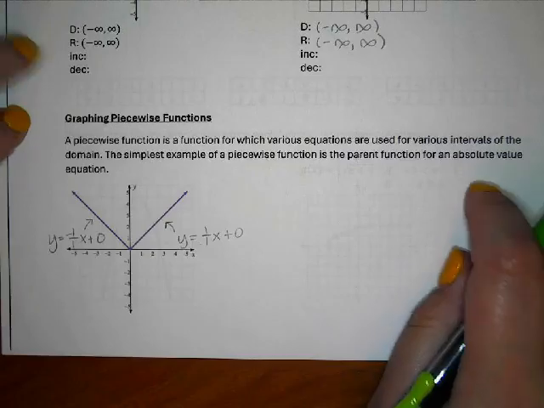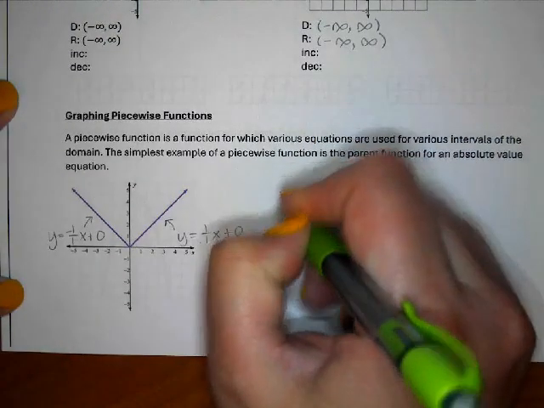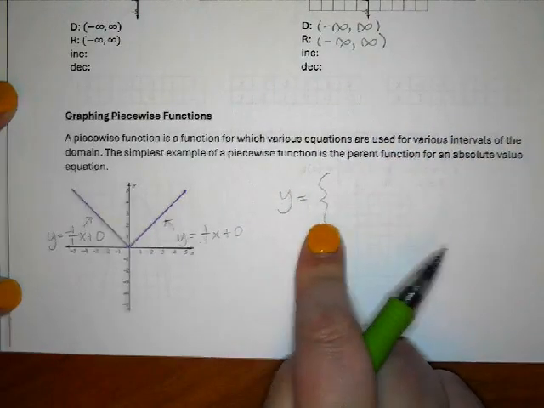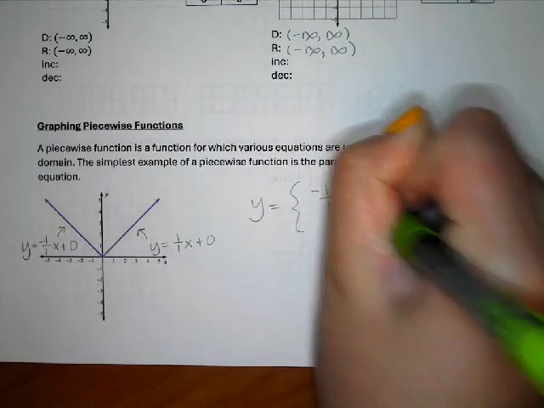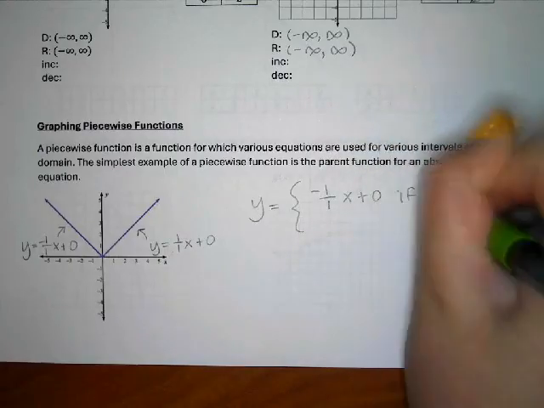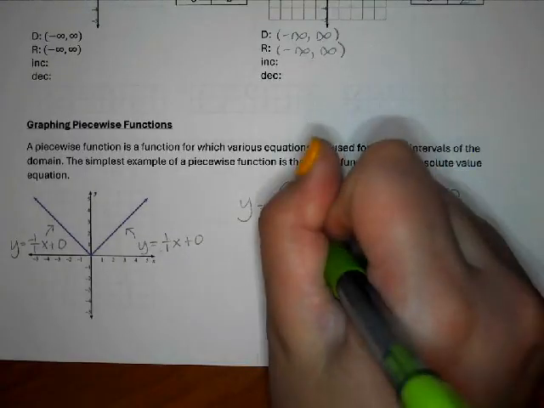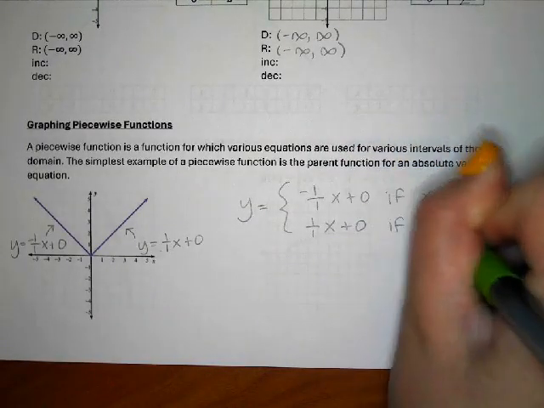So the way that you would write this piecewise function is you would say that y equals, and then you do a squiggly bracket, and we would say negative 1 over 1x plus 0 if x is less than 0, if we're looking at the left piece, positive 1 over 1x plus 0 if x is greater than 0, if we're looking at the right piece.